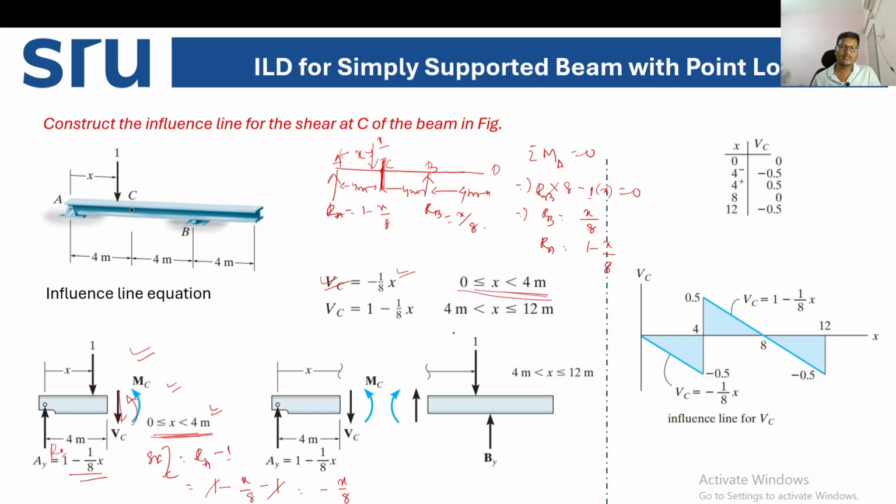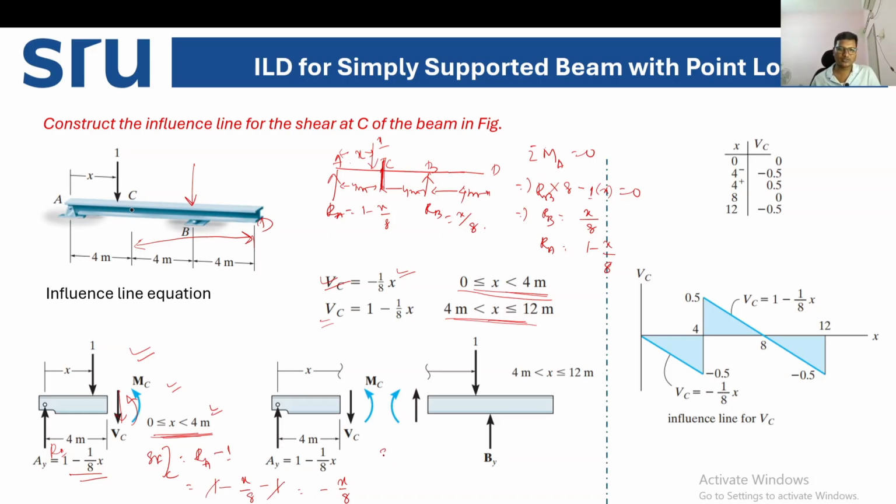Okay, now we'll see when the unit load is moving in between 4 to 12. 4 to 12 means from here to here, when the unit load is moving from C to D. Same condition, you look into. This is the second condition. Now your unit load is not in between A to C. It is somewhere in between C to D, right? So what will be the equation now?